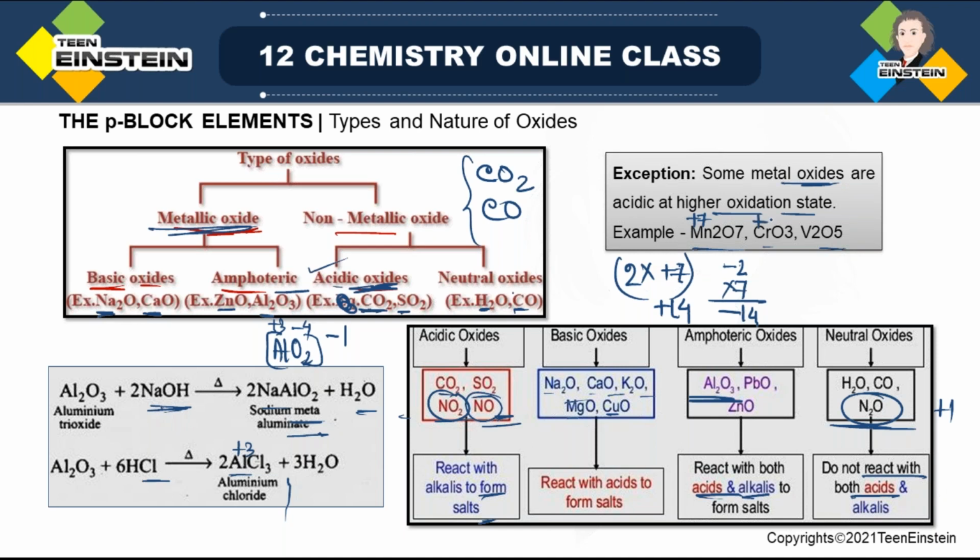Similarly for chromium it is +6, for vanadium it is +5. So the oxidation states are very high. Manganese can have different oxidation states. It may be +2, +4, +7, but +7 is the highest oxidation state. Same is also for chromium and vanadium, +6 and +5, they are the highest oxidation states. So as the oxidation state is very high, that is the reason they act as acidic oxides. Fine. Any doubt? Can I move to the next slide?